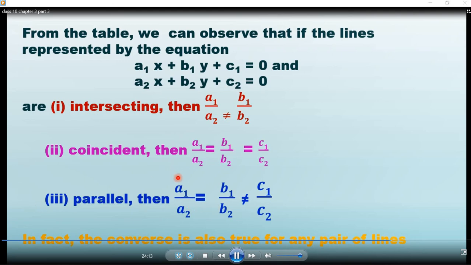I have summarized it, and the converse is also true. It means if this condition is true, then they are parallel lines. If this condition is true, then they are coincident lines. And if this condition is true, then they are intersecting lines. So vice versa.